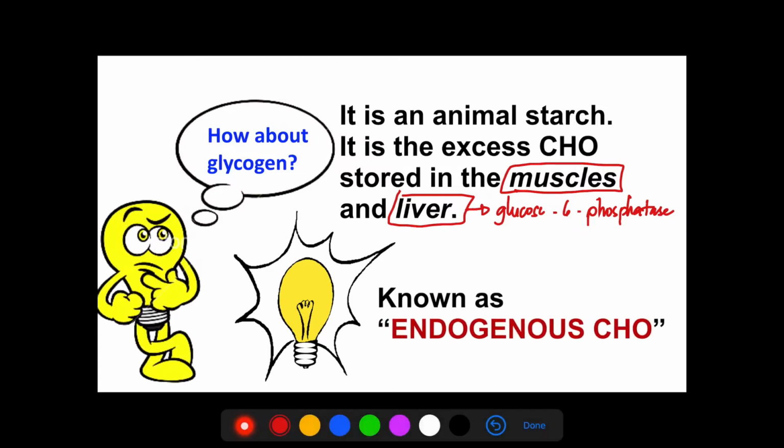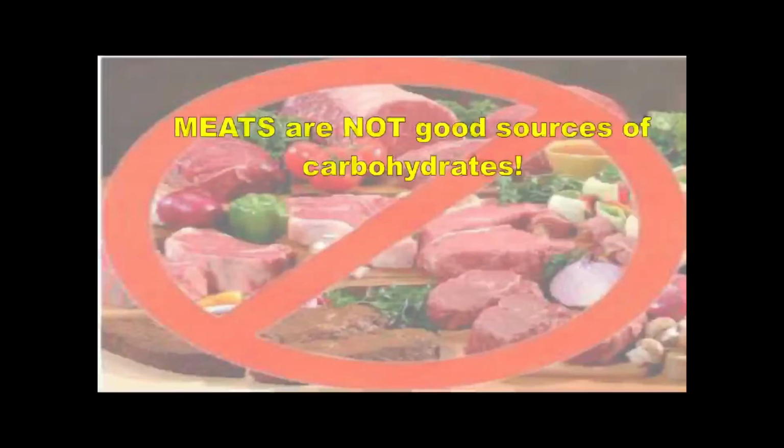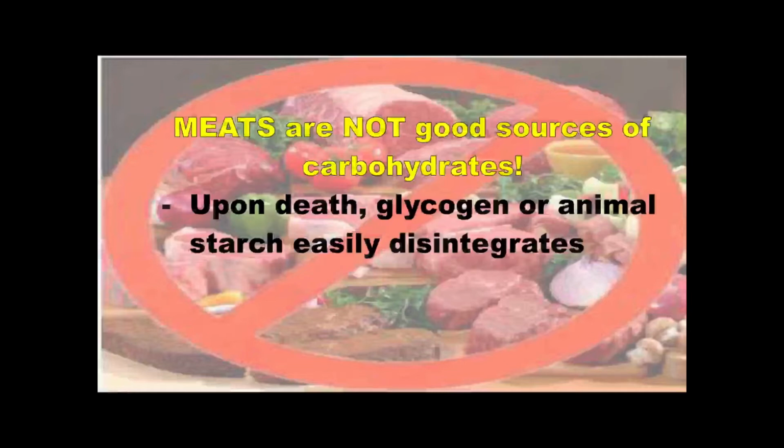Another thing, the other name of glycogen is endogenous carbohydrate. That means at times when the body is not taking in carbohydrate from eating, glycogen will break down to form glucose to help maintain proper blood levels of glucose. Also, meats are not good sources of carbohydrates, because upon death, the glycogen or animal starch easily disintegrates in the animal body. Therefore, we only have 2 types of carbohydrates which contribute to human nutrition, and those are starch and various disaccharides.